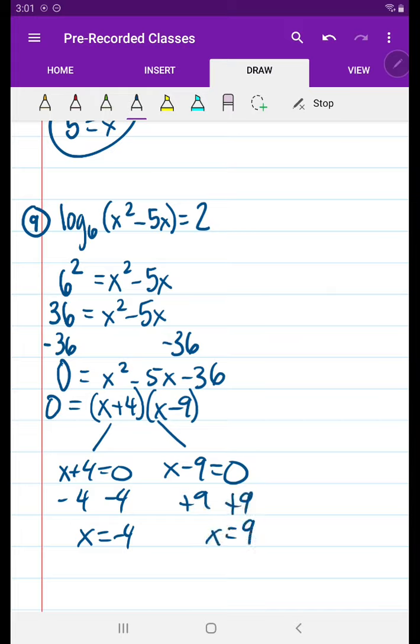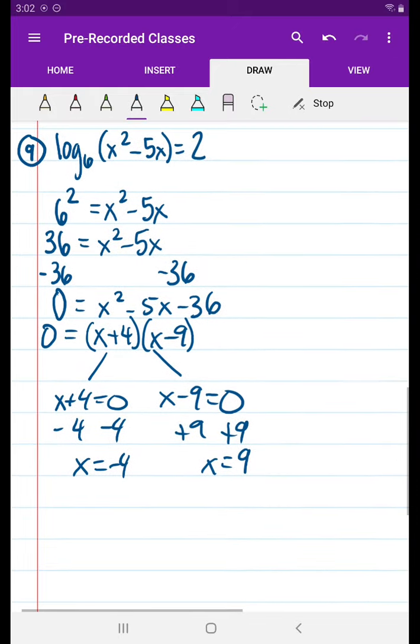So then I want to take a look at these solutions in my original equation and see if it makes any of those arguments negative. So if I start off by checking, I'll do this up top. I'll start off with checking x equals -4. And I really just have to check that in the argument to see if it makes the argument negative.